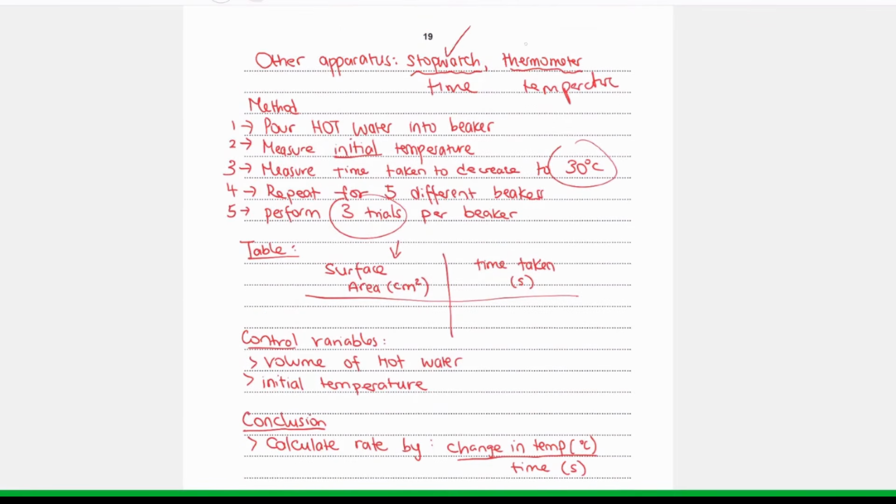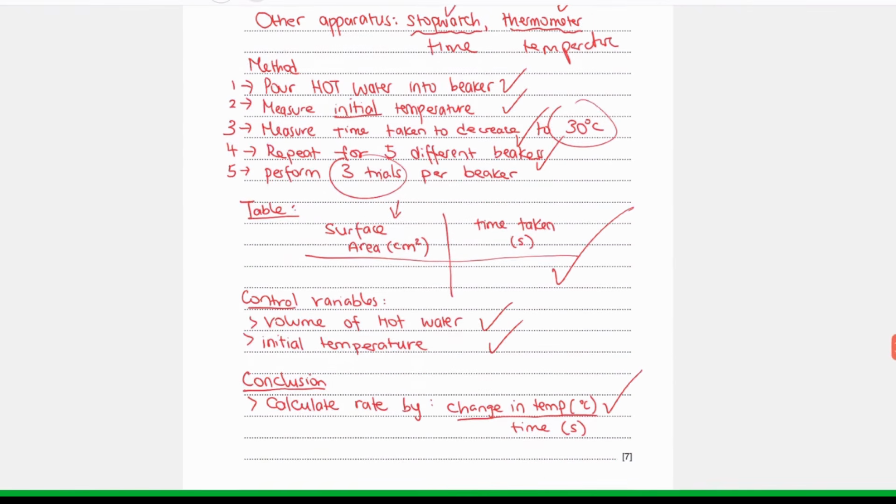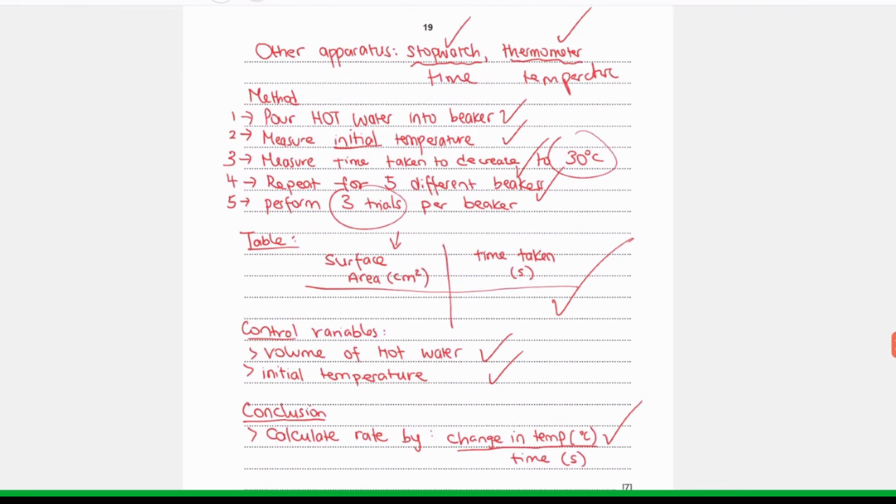So here, 1 point for stopwatch, 1 for thermometer. I have 1, 2, 3, 4, 5 points already for my method, 1 for a table, 2 for control, and 1 for my conclusion. So essentially here we have 1, 2, 3, 4, 5, 6, 7, 8, 9, 10 credible points. But of course, the examiner will reward you 7 marks for any of these 7 points. So that's exactly how you should lay out your answer.